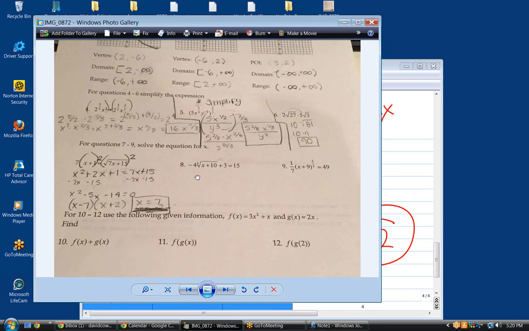All right, is that all on this page? We didn't have any questions about vertex, domain, and range? Or 4, 5, and 6?